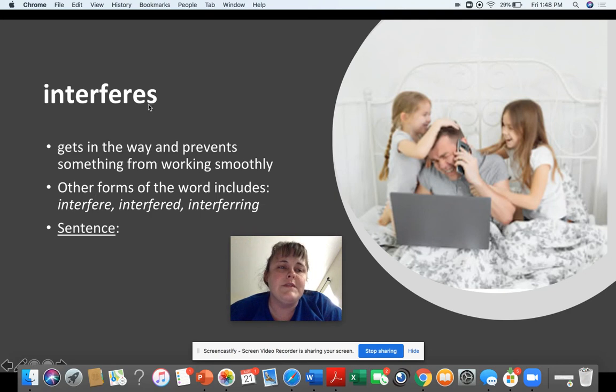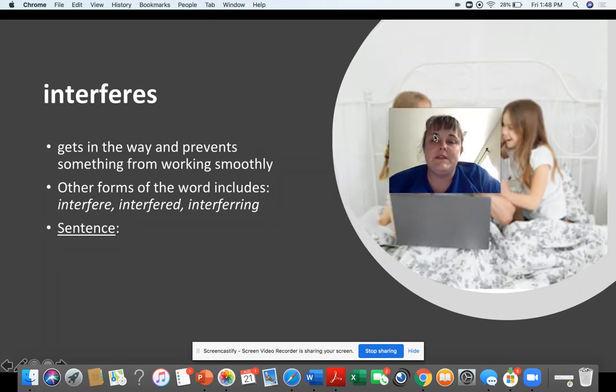So other forms, this is a verb. Other forms of the word could include interfere. Like, please don't let me interfere with your work. Interfered. Like, they definitely interfered with his concentration. Interfering. So she is interfering with me being able to see the picture.